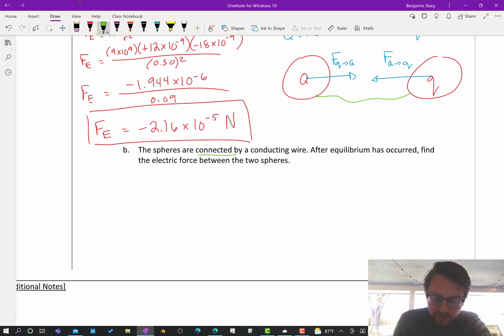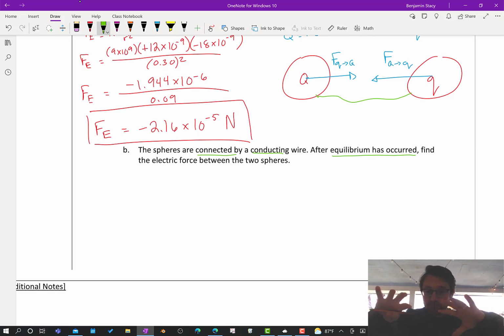they're connected. Conducting wire, so electrons can flow, right? It's like grounding it, except they're not grounding it. We're touching just the two conductors together. After equilibrium has occurred, so remember we did that demonstration with the visual, the little animation on the smartboard in class. Touch the conductors back together after they have different charges. You touch them together, everything balances out. They like split everything up equally, so they're at equilibrium.